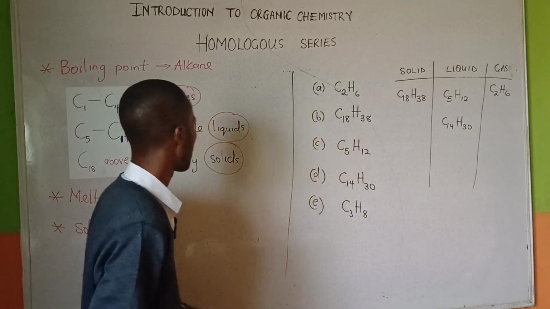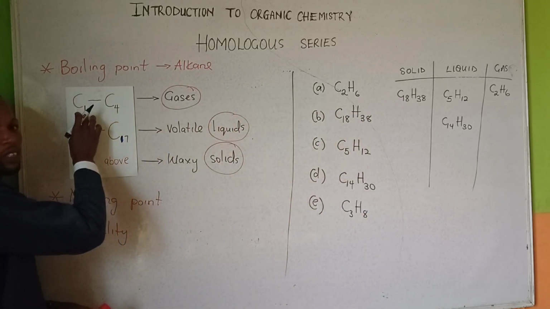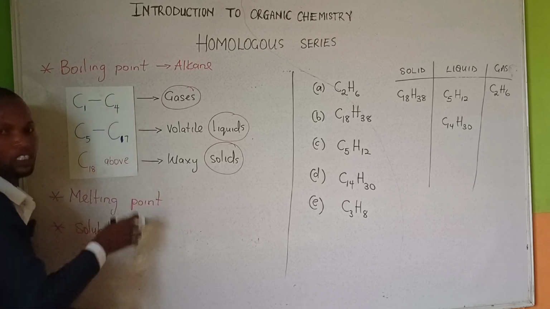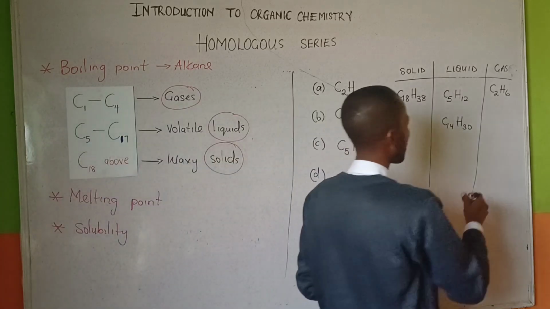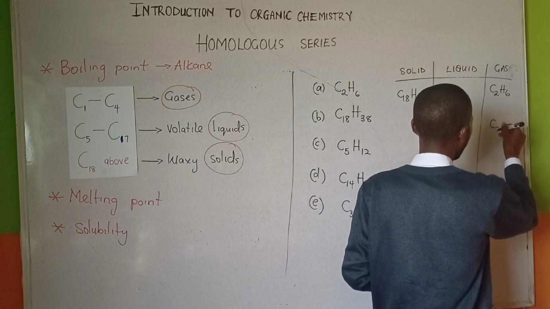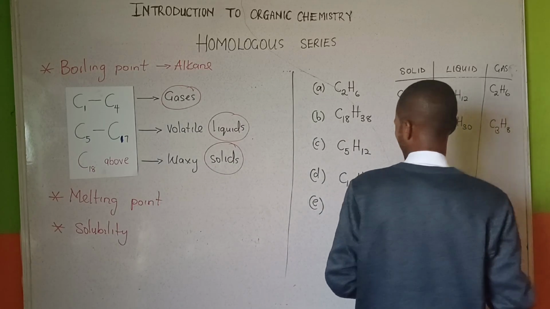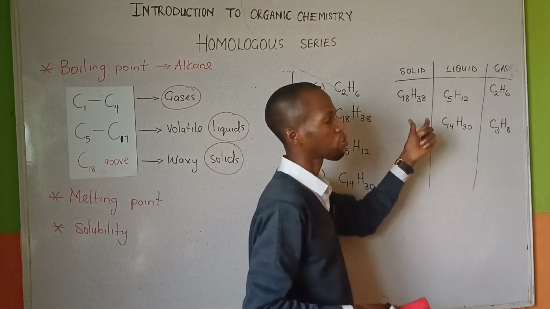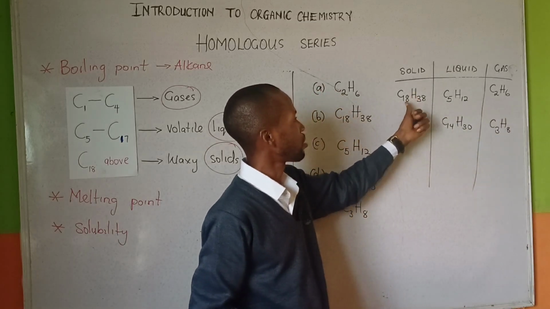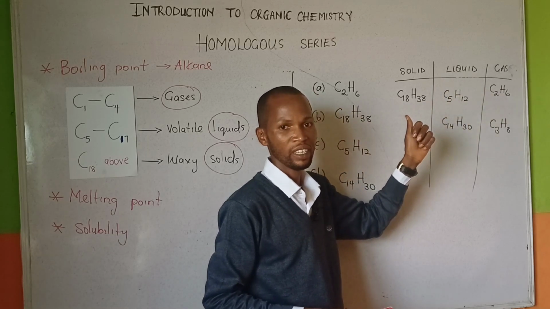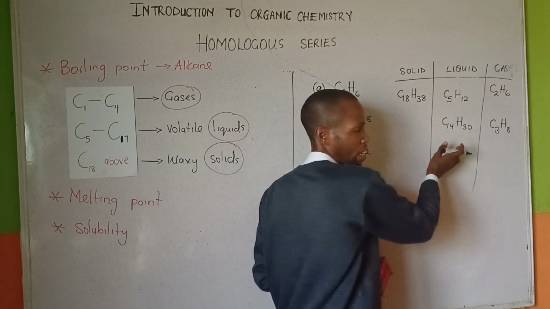C3H8 falls within the range of what? C1 to C4, which is what? Yes, it is a gaseous what? Alkane. So we have been able to group the alkanes into their states: solid, liquid, and gas. Okay, so we have them right here.